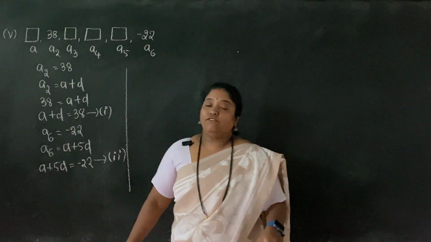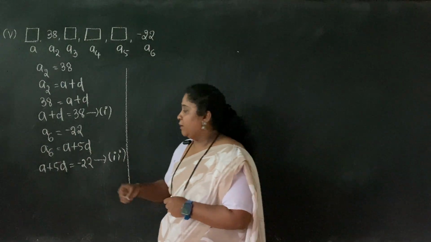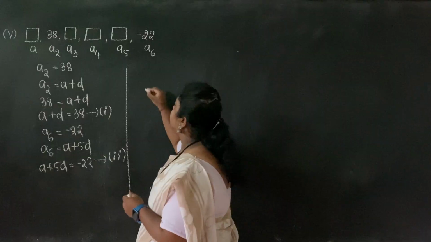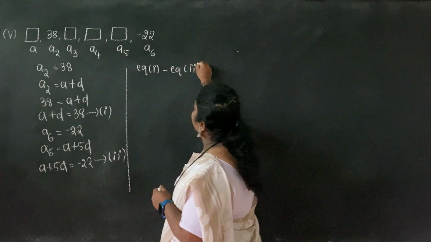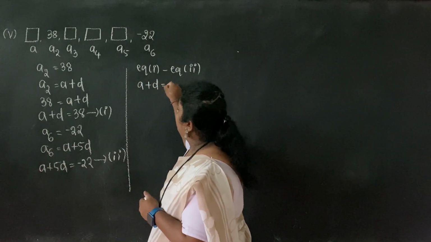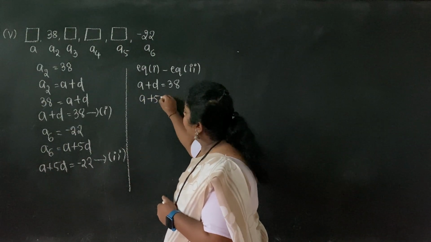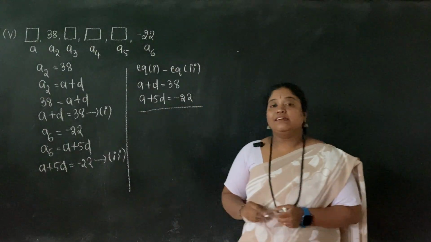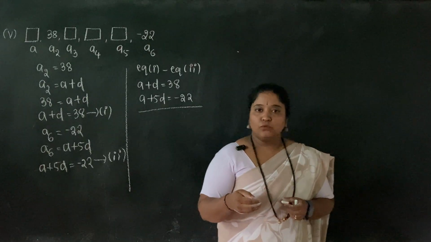Okay, dear, I have two variables, two equations. Simplify the equations, isn't it? I told you A will be having the same coefficient, so I need to subtract the equations. So what I do, dear? See here, equation 1 minus equation 2. Okay, what is the equation 1 I have? Look at the board. A plus D is equal to 38. And what is the equation 2 I'll be having, dear? A plus 5D is equal to minus 22. Dear, when I'll be subtracting the equations, I have to change the signs of the second equation.